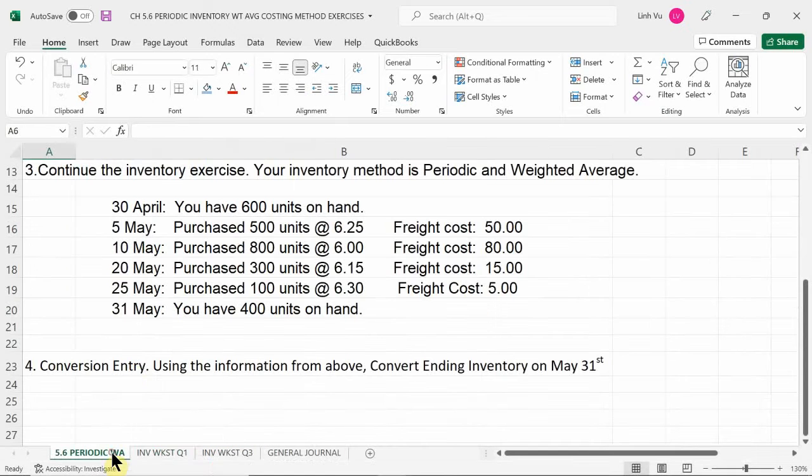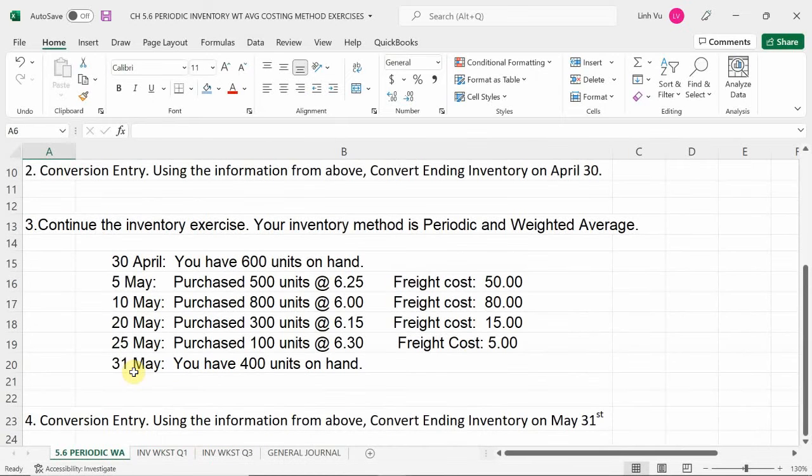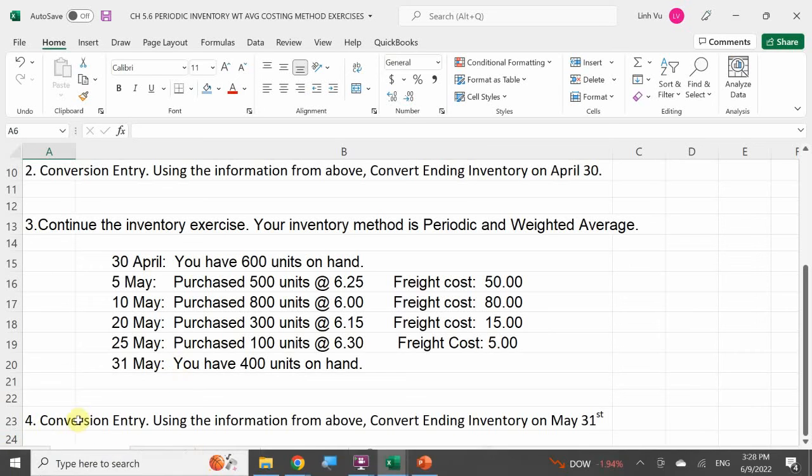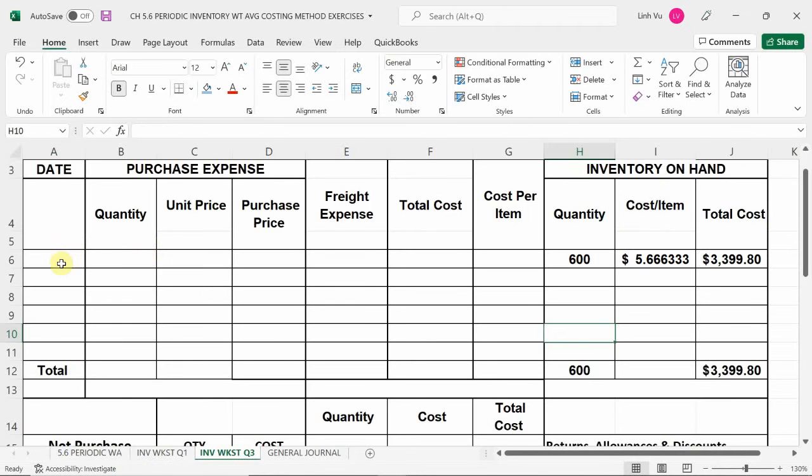It says right here that on May 5th, we purchase 500 units at $6.25 with a freight of $50. Same as the previous one, yes, you can have the possibility of getting the same exact inventory amount for the same exact price, because, as we've talked about, every time you purchase inventory, it will often fluctuate in price. But this time it's May 5th, and we purchased 500 units at $6.25 with a freight of $50.